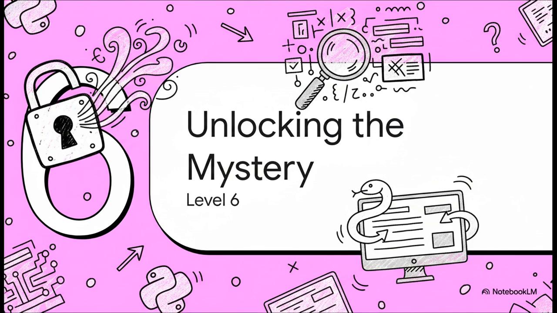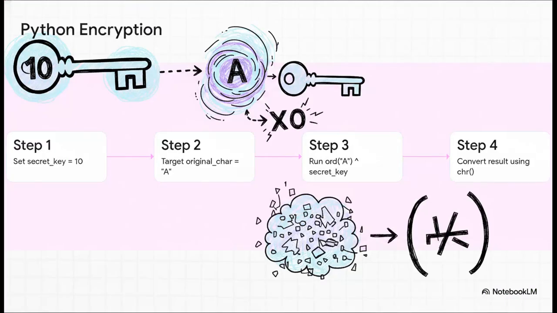All right, final step. Level 6, unlocking the mystery. Let's actually see your final secret agent mission in action using real Python code. First up, we establish our shared secret key. Let's just set it to the number 10. Next, our target plaintext is the letter A. Now for the real magic trick, we use the ORD function to convert A into its secret Unicode number. Then we apply our little hat symbol, the XOR operator, right against our secret key of 10.